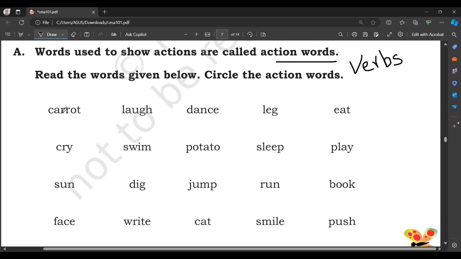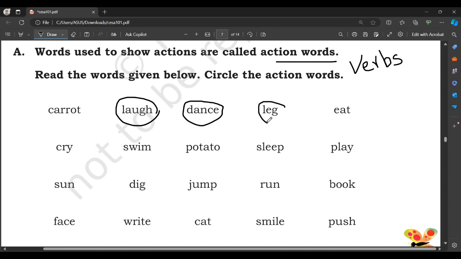Now let us circle the action words. Carrot. No, carrot is a fruit, not an action. Laugh. Yeah, can you do the action laugh? Yes. So laugh is an action. Can you do the action dance? Yes. So dance is an action word. Can you do leg? No.